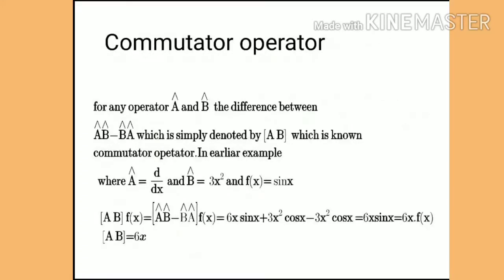Commutator operators. For any operators a cap and b cap, the difference a cap b cap minus b cap a cap, which is simply denoted by the bracket a comma b, is known as the commutator operator. This is another operator, known as a commutator operator. In the earlier example, a cap was d upon dx and b cap was 3x square and the function was sin x.